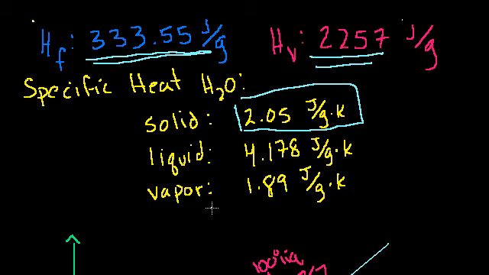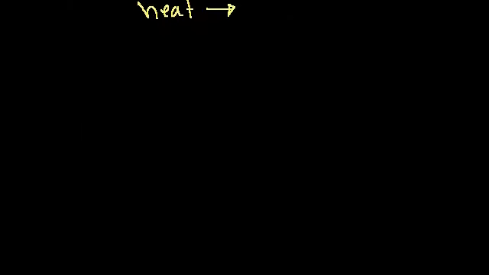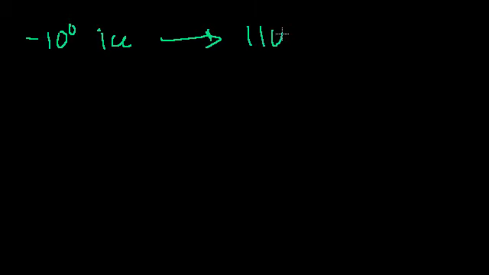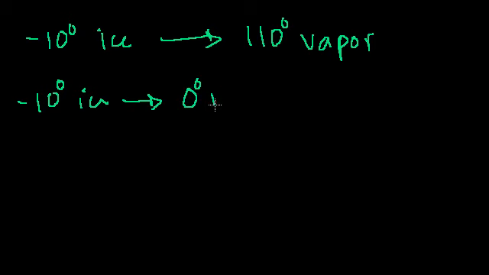So given what we know now, we can actually figure out how much energy it would take to go from minus 10 degree ice to 110 degree vapor. Let's work this out. The first thing we're going to be doing is going from minus 10 degree ice to 0 degree ice. So we're going to go 10 degrees. So we have to figure out how much heat it takes to warm up ice by 10 degrees.